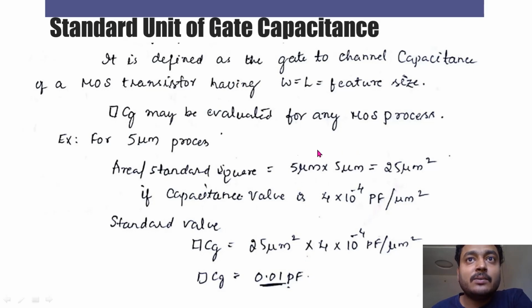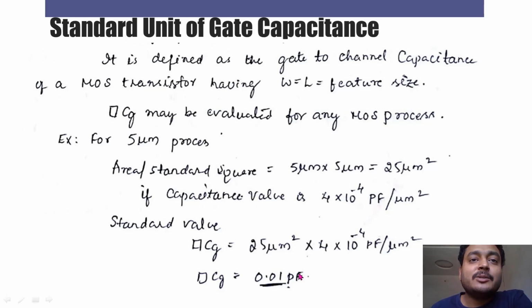The same applies if you take 2 micrometer technology. Then you take 2 micrometer and 2 micrometer, which becomes 4 micrometer square. Then 4 into the gate capacitance per unit area, and you will end up with some other value, which is the standard unit of gate capacitance for that 2 micrometer process.